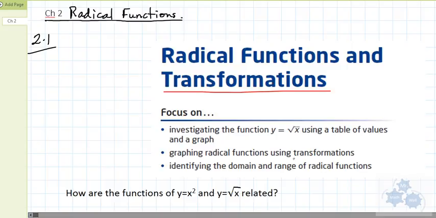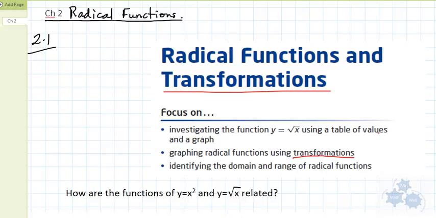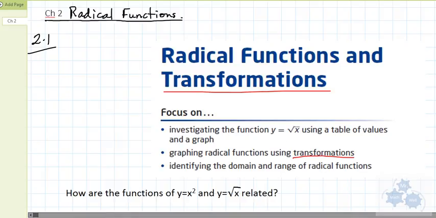So when you see transformations, we're talking about slides: slide left, slide right, or a slide up or down. We're also talking about stretches, horizontal stretches and vertical stretches. Okay, so that's what transformations are.